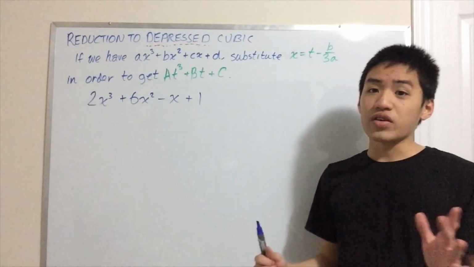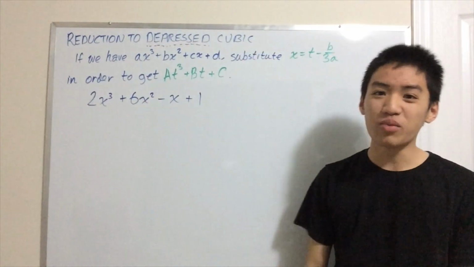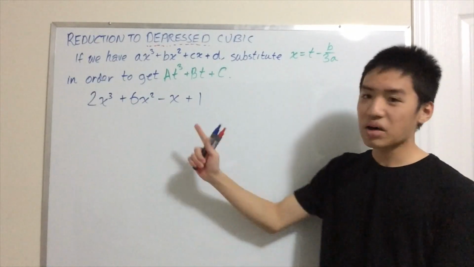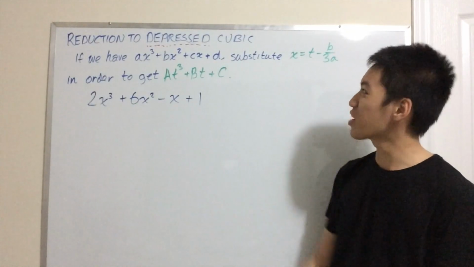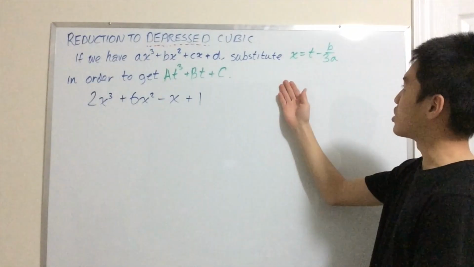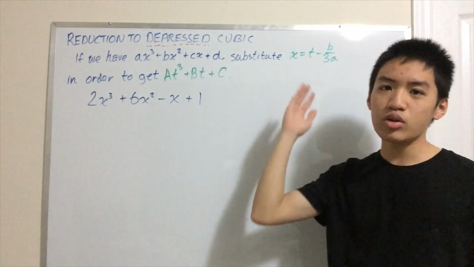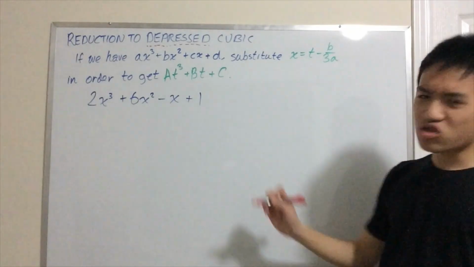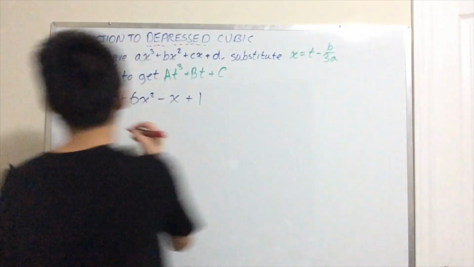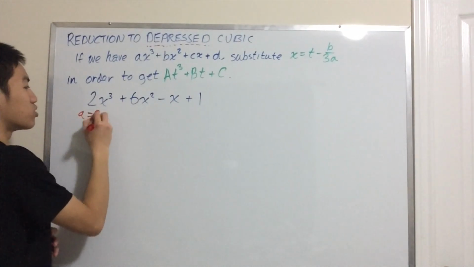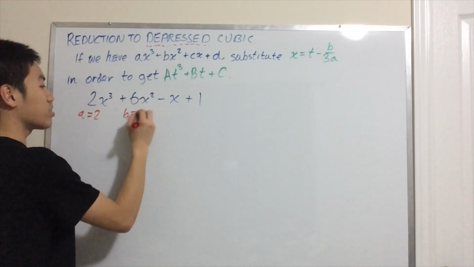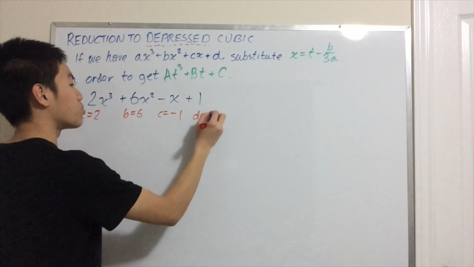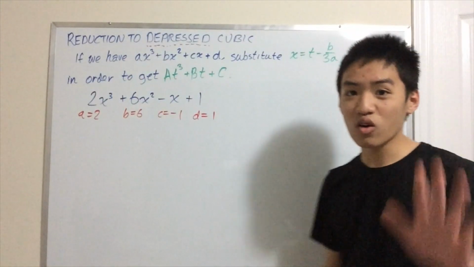Alright, let's look at a specific case where we're trying to depress a cubic function. Here we have 2x cubed plus 6x squared minus x plus 1. We know that's cubic, and we're going to make this substitution: x is equal to t minus b over 3a in order to make it depressed. Let's try it out. First, we know a is equal to 2, b is equal to 6, c is equal to negative 1, and finally d is equal to positive 1. Just so we know our coefficients.